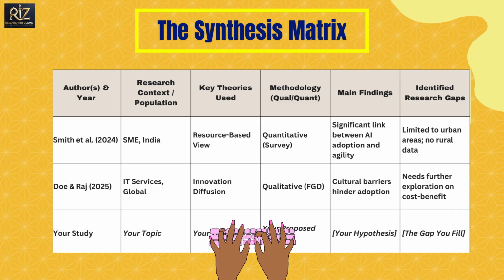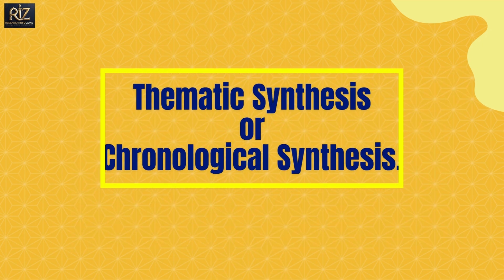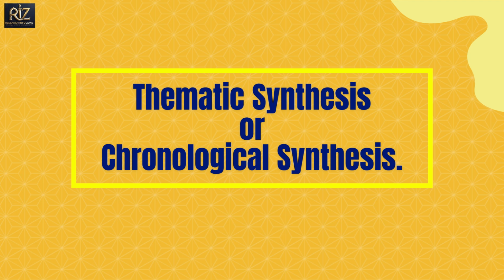This matrix is the bridge between your reading and your writing. It makes writing the actual review section almost effortless because you aren't writing from memory, you are writing from your organized table. It turns a chaotic pile of PDFs into a structured logical map. When organizing your research, you'll likely choose between two primary methods: thematic synthesis or chronological synthesis. Choosing the right one determines the narrative strength of your proposal.